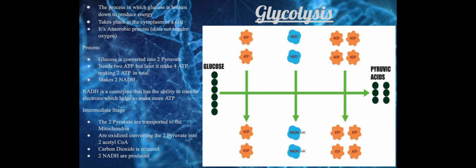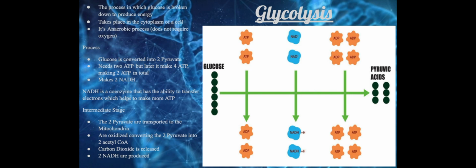Now, it needs 2 ATP, but later on, it will make 4 ATP, making 2 ATP in total. And it also makes 2 NADH. Now, NADH is a coenzyme that has the ability to transfer electrons, which help to make more ATP later on in cellular respiration.